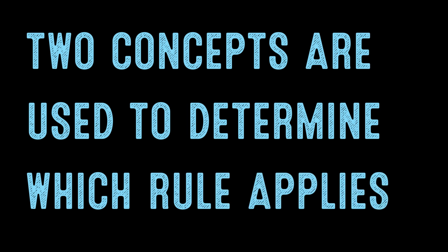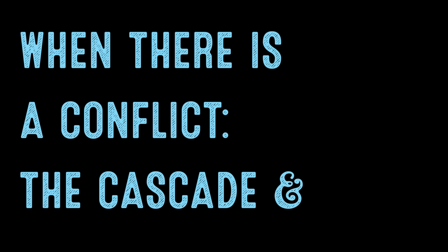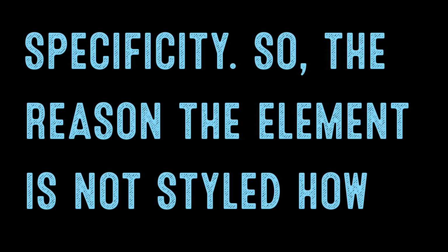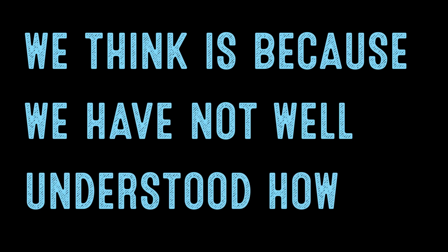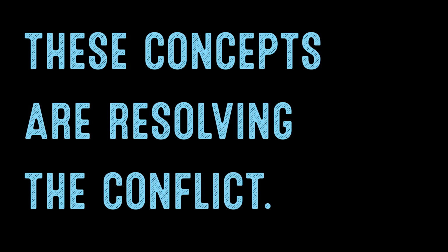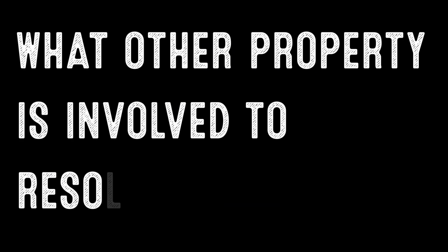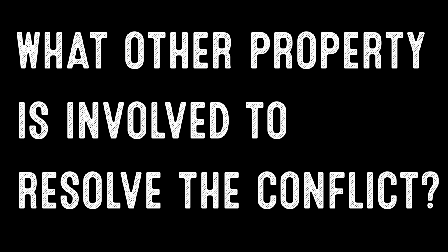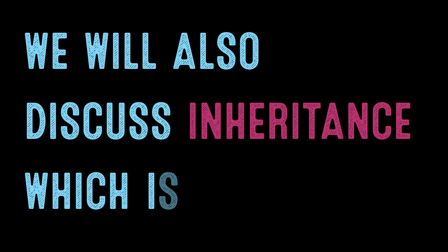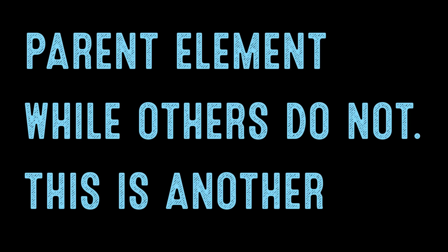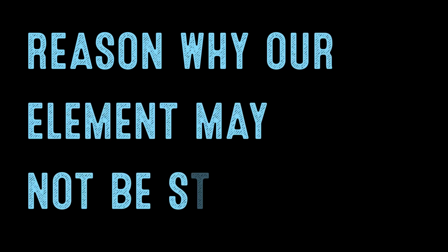Two concepts are used to determine which rule applies when there is conflict: the cascade and specificity. So typically, the reason the element is not styled how we think is because we have not well understood how these concepts are resolving the conflict. What other property is involved to resolve the conflict? We also discuss inheritance, which is that certain properties inherit default values of their parent element while others do not. This is another reason why our element may not be styled how we expect.